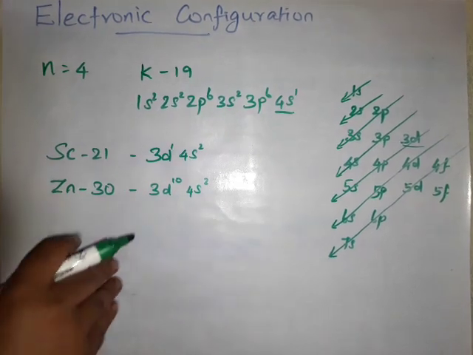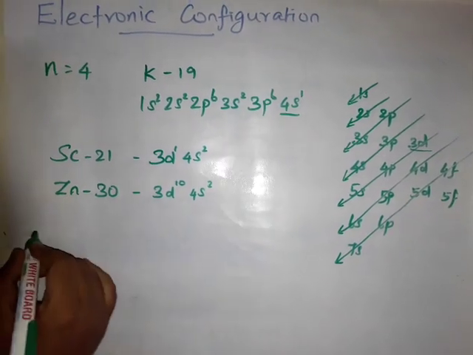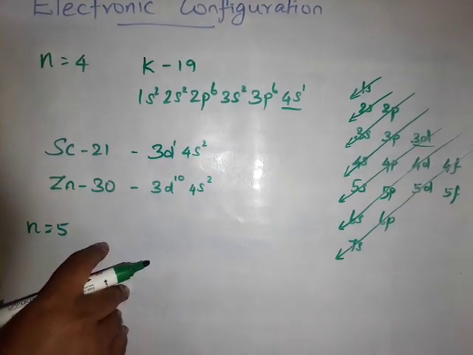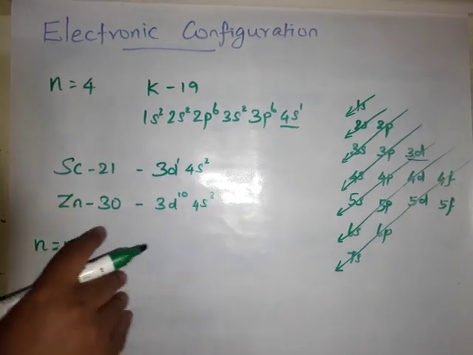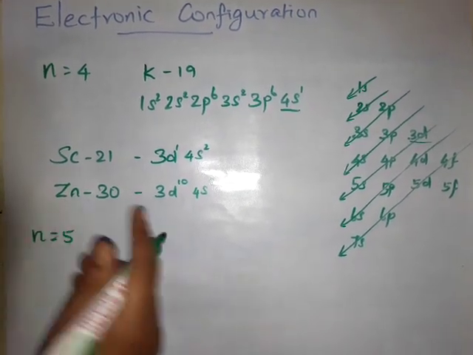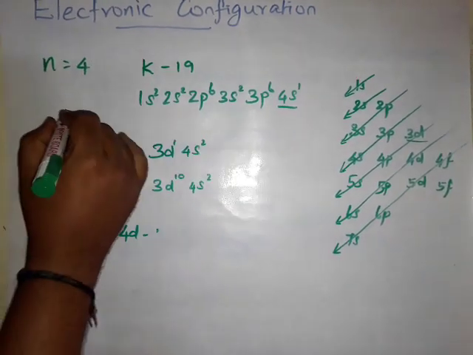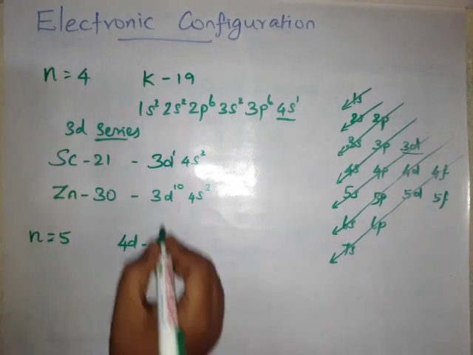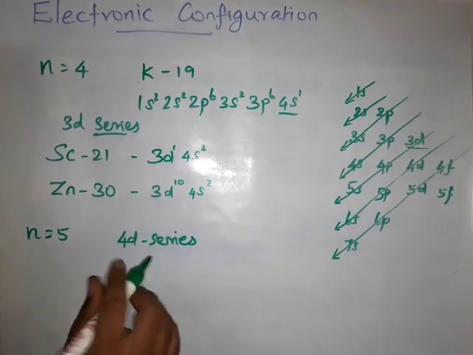So that is how the fifth period, n is equal to 5, begins with rubidium. It is similar to the fourth period and contains the 4d series. This is the 3d series, and this is the 4d series.